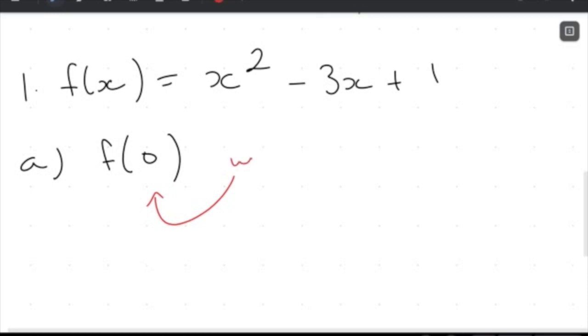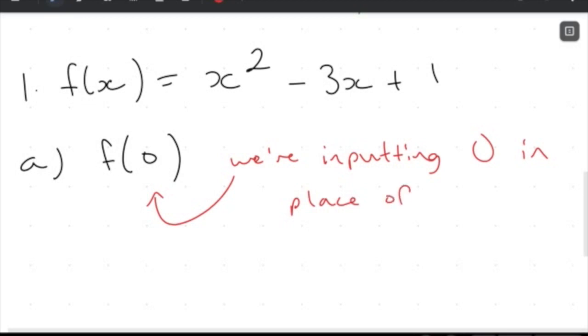So we are inputting 0 in place of x. Now you can think of this thing here as the input going into the x's is just x. But now we can find different values of f of x or different values of y, because this is the same thing we've been doing, and we can just substitute in different types of inputs. Now in this case, my input is going to be 0.